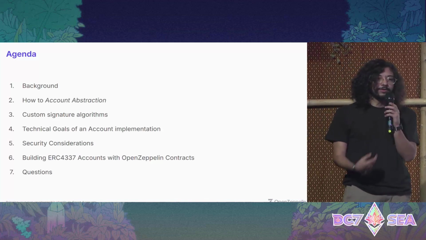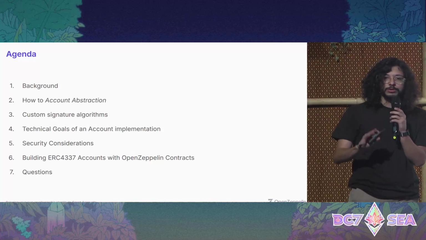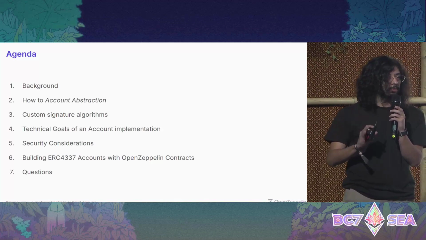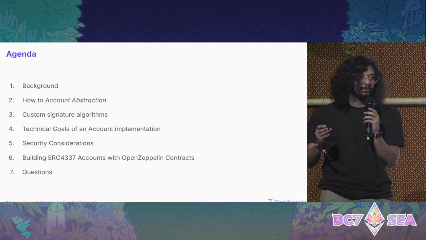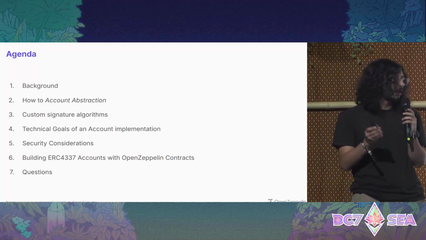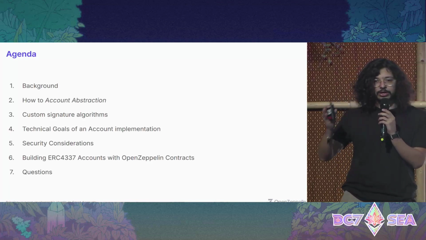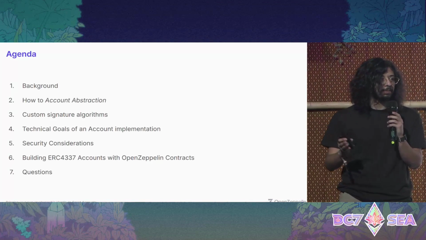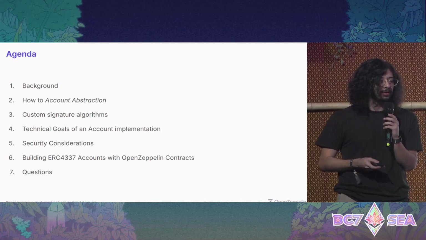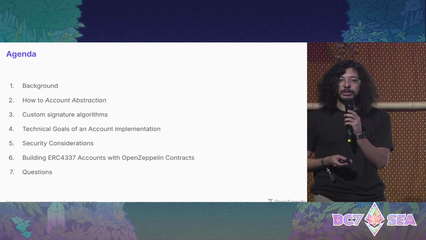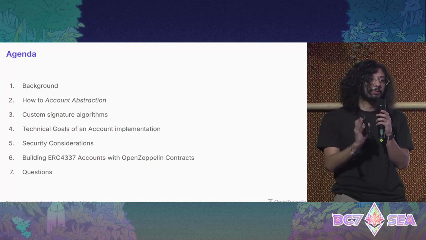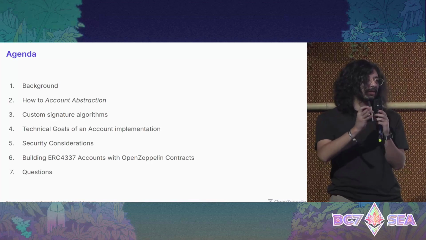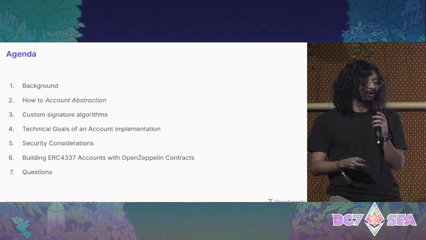All right, so this is the agenda. First, we're going to start with a little bit of background. Where are we starting from this work? Also, how to do account abstraction from a general perspective, just as a quick recap of what account abstraction means. Then we're going to cover custom signature algorithms, which is one of the main topics and is the most important thing about this talk.